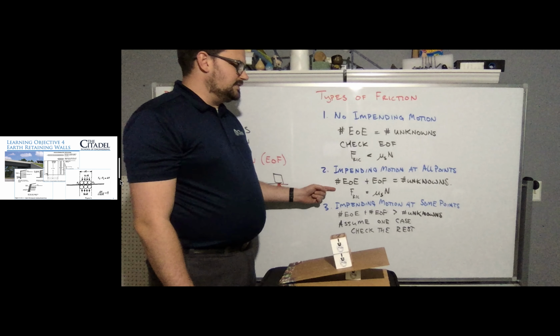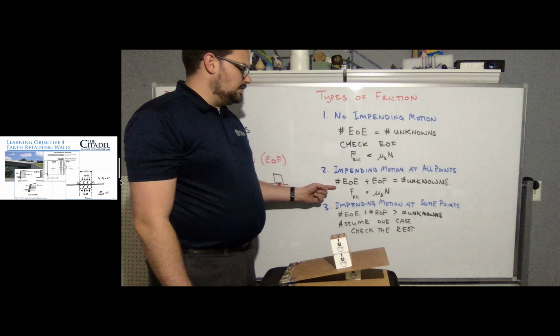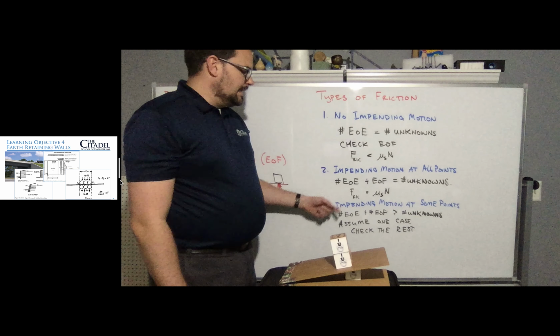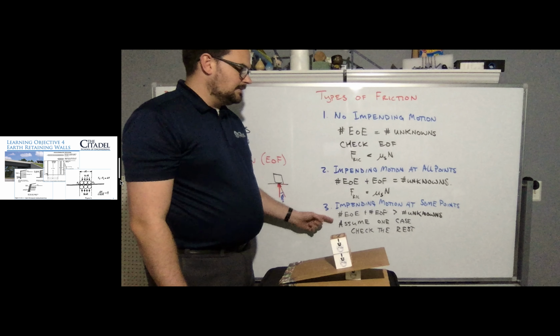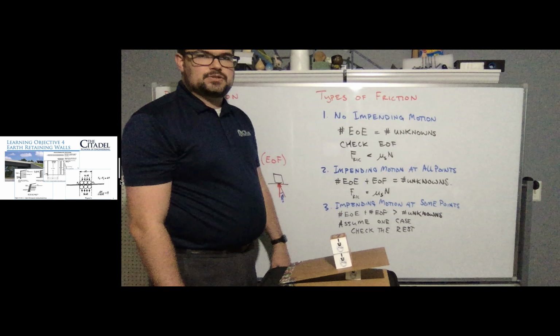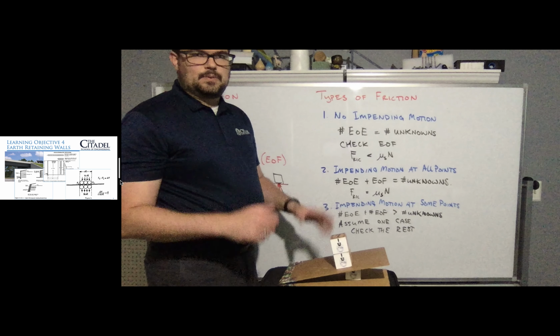Impending motion at all points, we're going to use all of our equations of equilibrium, and we're going to set our friction equation as equal. And then impending motion at some points, we're going to have too many equations, so we set one as equal and then check our other potential failure mode equations.